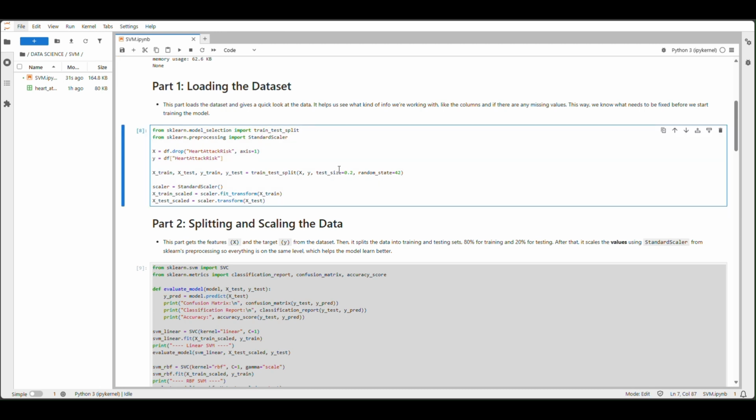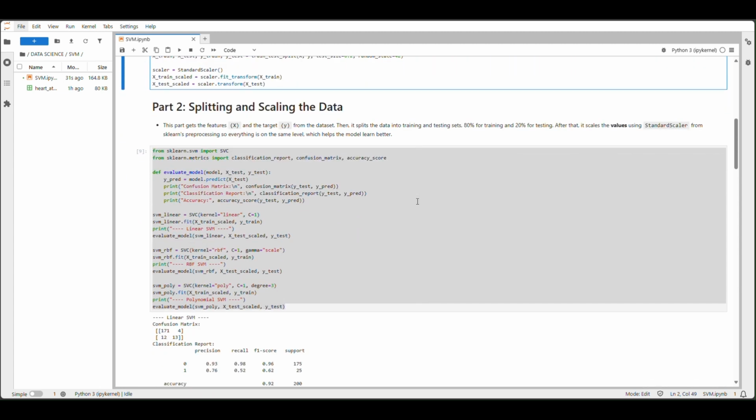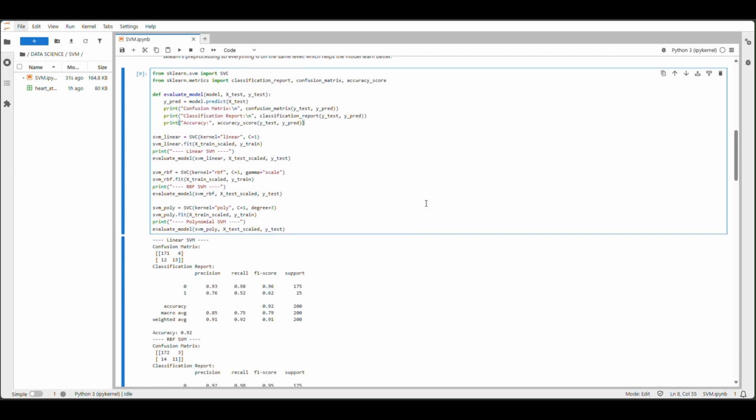We also separated the features x from the target variable y, which tells us if the person is high risk or not. After that, we scale the features using something called standard scaler. This step is important because SVM works better when the features have similar ranges of values. Without scaling, the model might focus too much on one feature just because its numbers are bigger.